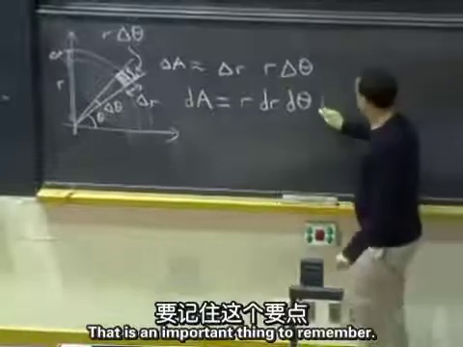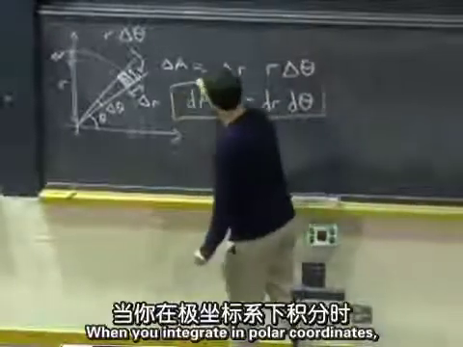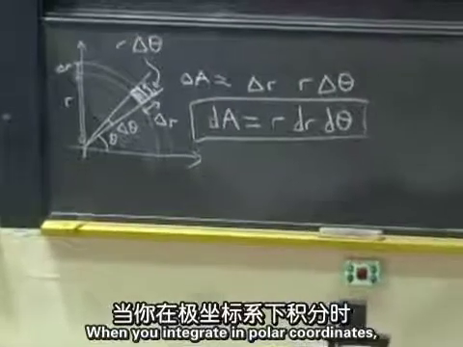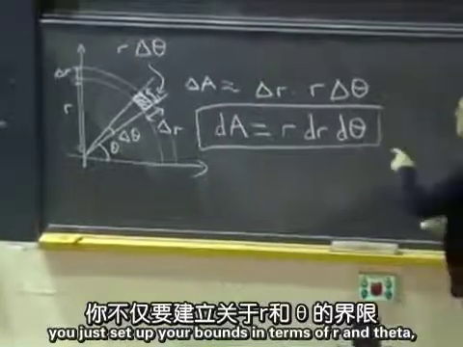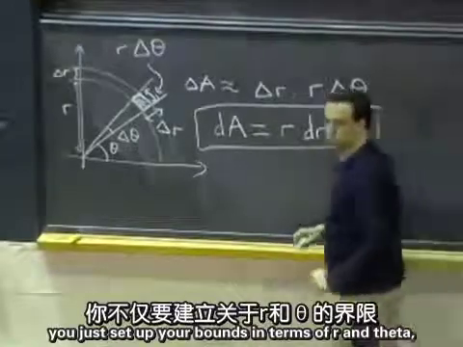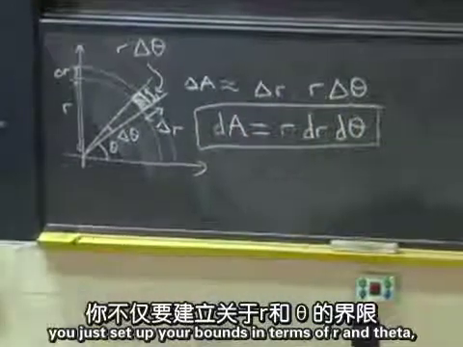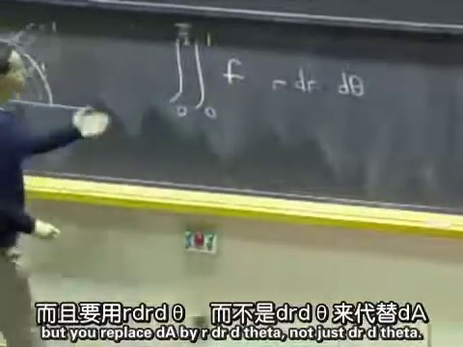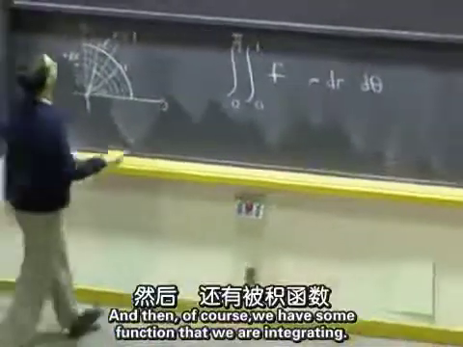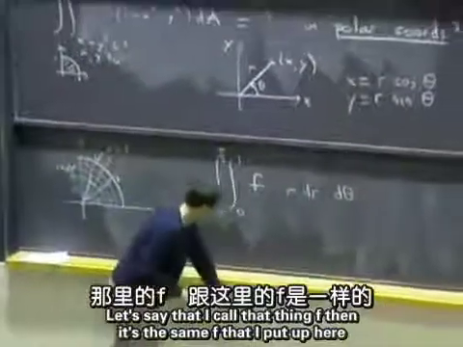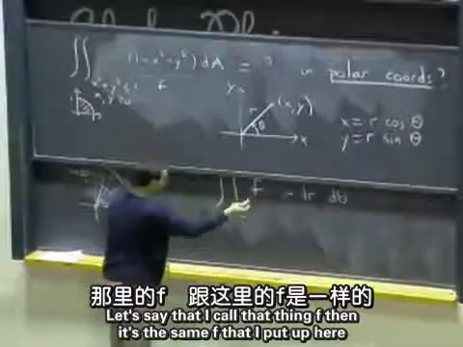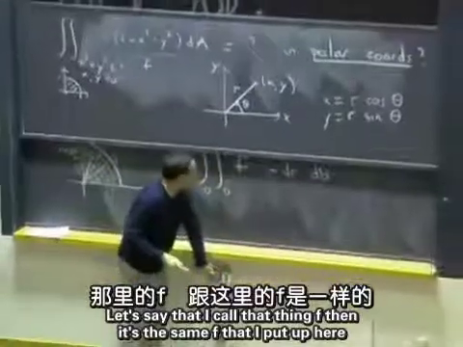Okay, so that's the important thing to remember. When you integrate in polar coordinates, you just set up your bounds in terms of r and theta, but you replace dA by r dr d theta, not just dr d theta. And then, of course, we have some function that we're integrating. Let's say that I call that thing f. Then it's the same f that I put up here.